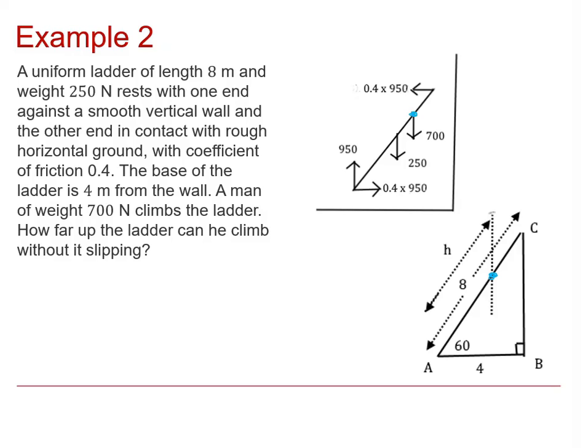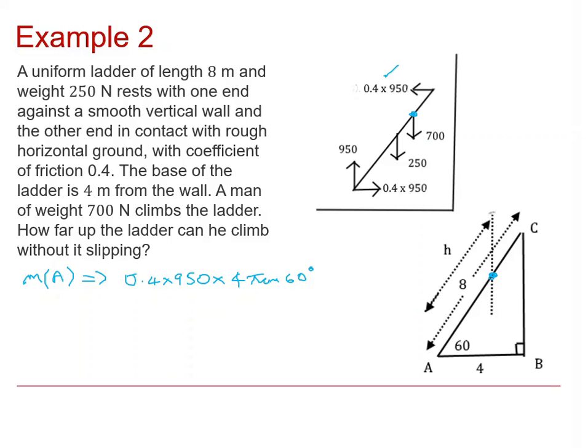So this time then we'll do a moments equation, and again we'll do it at the point A. It's the obvious place, isn't it? Because that eliminates two forces. So if we take moments about A, we'll have the 0.4 times 950 times the distance up the wall, that's CB on the diagram on the right, which we agreed before was 4 times the tangent of 60. This time I'll do it in trigonometric terms, just for a bit of variety, though I could just as easily write 4 root 3. So that's the moment of that force.